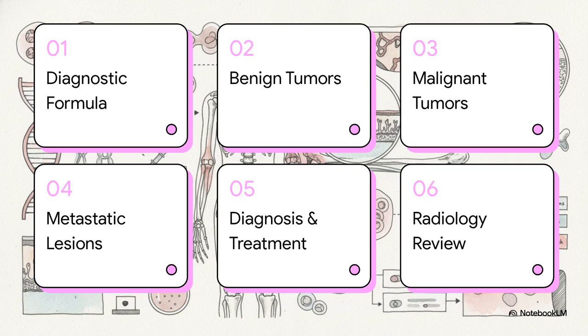Here's our roadmap for the explainer. Section 1, the diagnostic formula. Section 2, benign tumors. Section 3, malignant tumors. Section 4, metastatic lesions. Section 5, solving the case. And finally, Section 6, a radiology rapid review.